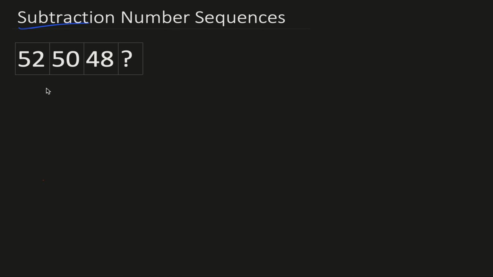So, the way we do it in addition, will subtraction work? Yes. So we're going to do 52 minus 50. Let's see what we get. 52 minus 50. Looks like we got 2, right? So according to this, the rule would be minus 2, not plus 2, minus 2, because it's a subtraction number sequence.